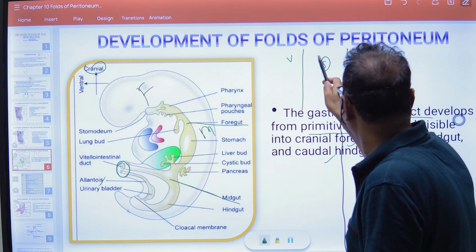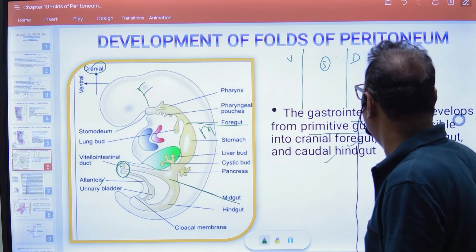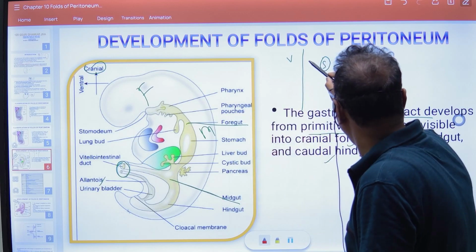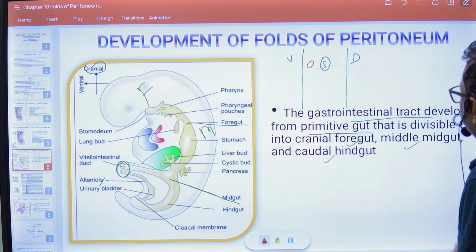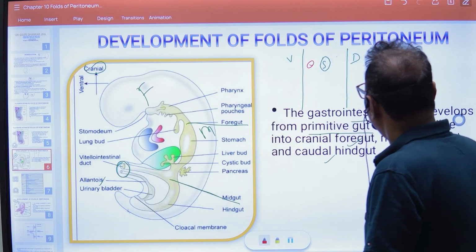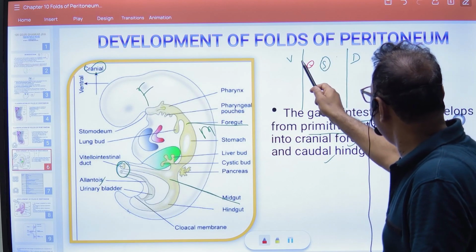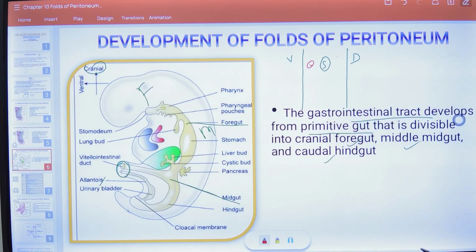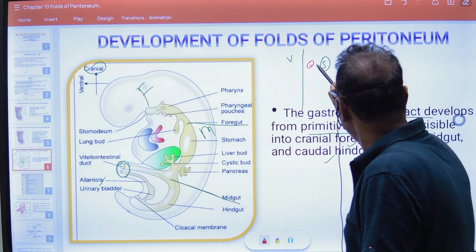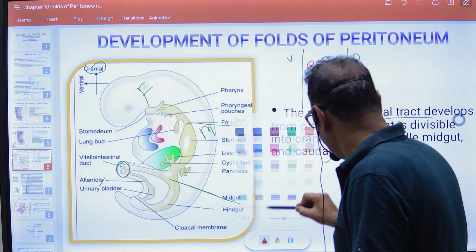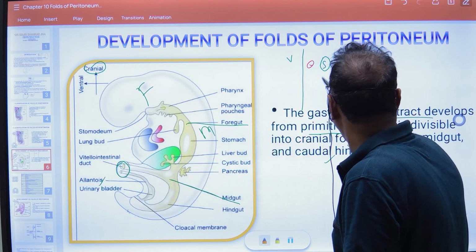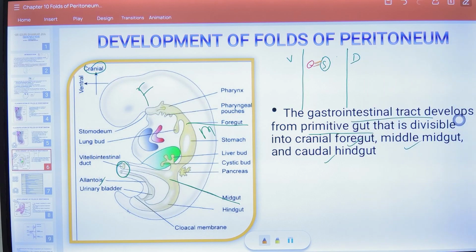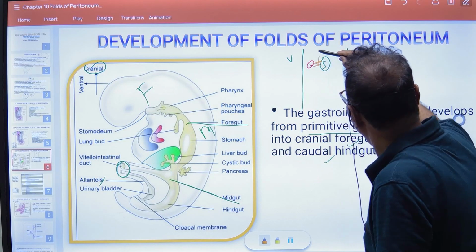This is divided into the ventral and the dorsal. In the ventral region we have got the development of the liver over here. With the development of the liver, this ventral region is divided into two regions, one in front of the stomach and one in front of the liver. So this zone is actually the zone of the lesser omentum. Here develops the lesser omentum.